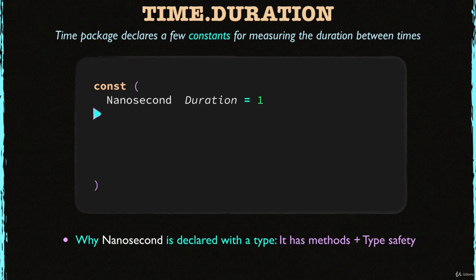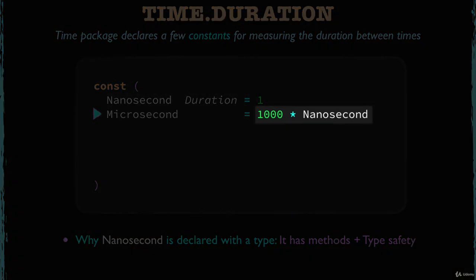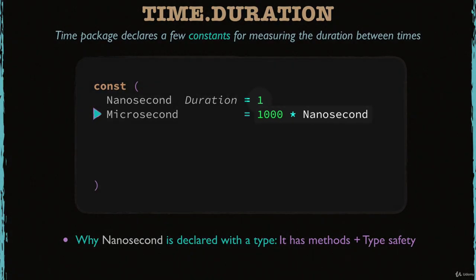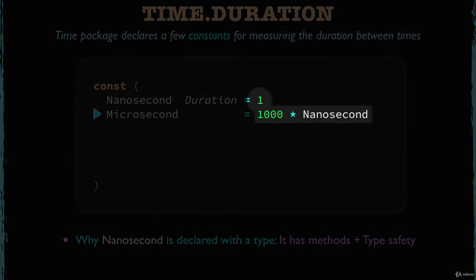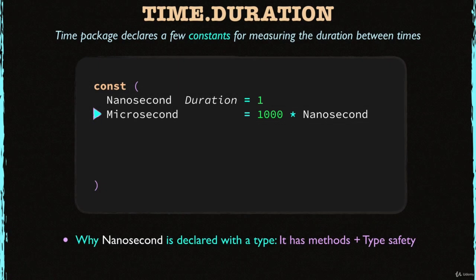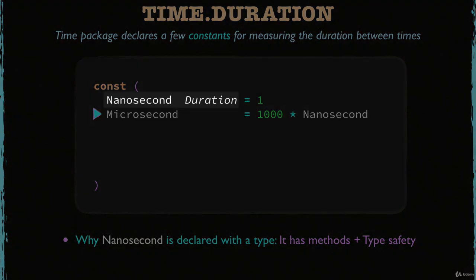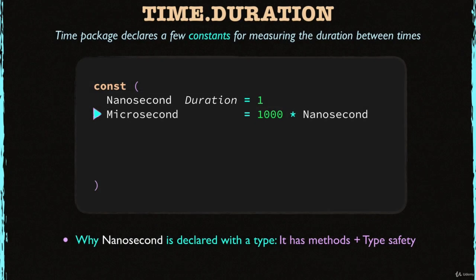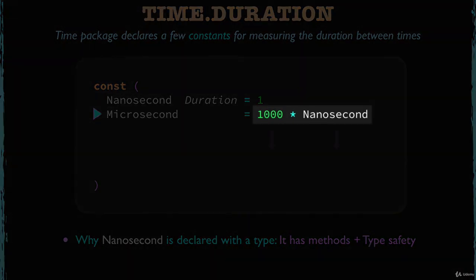Here is another one. Microsecond. It's been declared using an integer literal and the nanosecond constant. 1000 is multiplied by the nanosecond. So its value is actually 1000 because nanosecond equals 1. But why has it been multiplied by the nanosecond? Look at the nanosecond. Its type is duration, right? So it's a typed constant. It has a type.